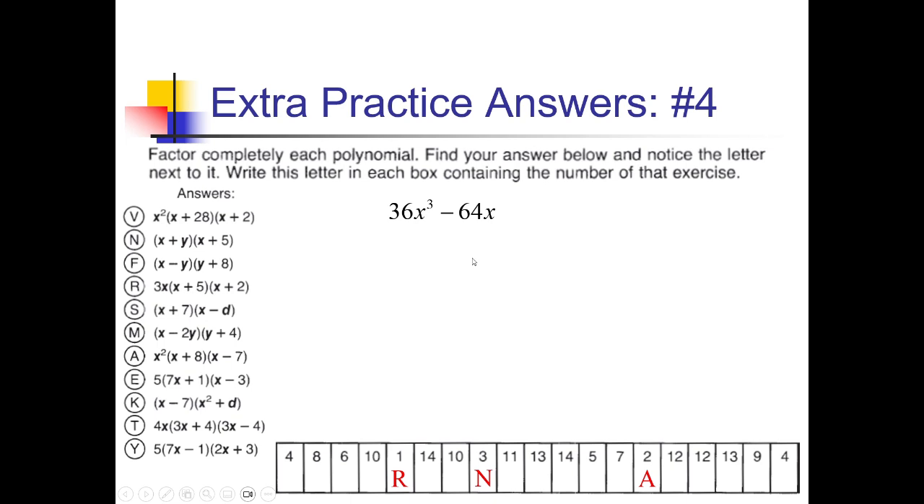For this next one, it looks like I could take an x out of both of those, and also I could take out a common factor of, let me see, I think 4. 4 is probably as good as it gets. So take out a 4, take out an x. 36 over 4 is 9. X cubed over x is x squared. And then 64 over 4, that's going to be a minus 16, and the x's cancel completely.